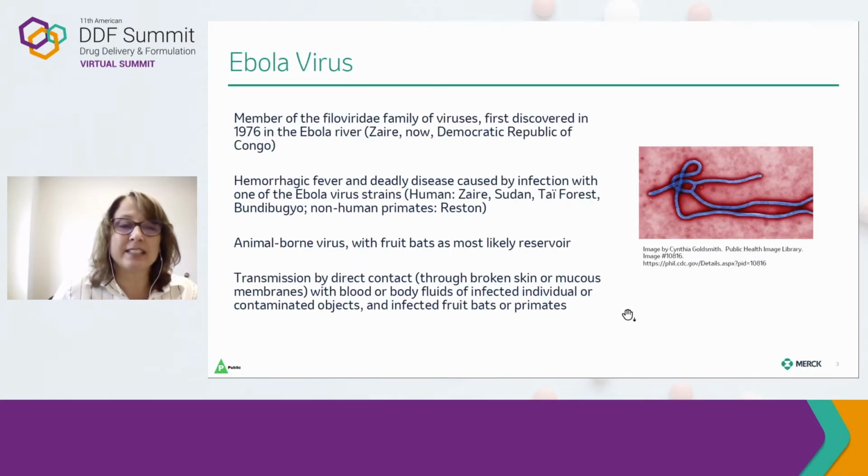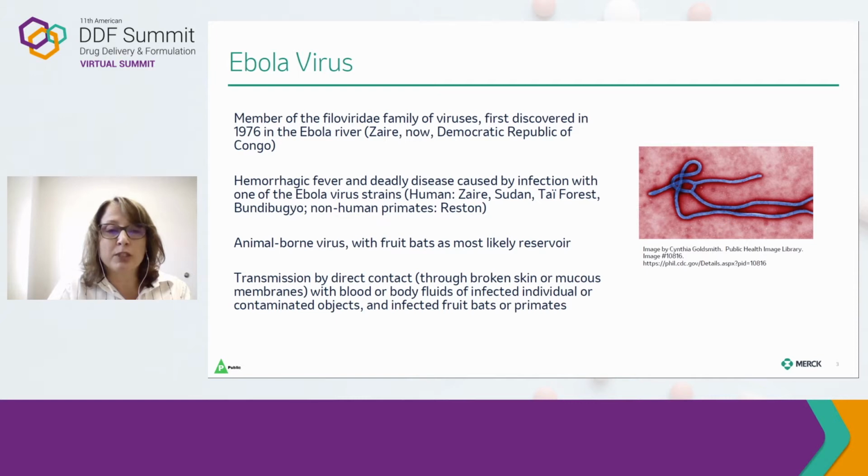The Ebola virus is a member of the Filoviridae family of viruses, and it was first discovered back in 1976 near the Ebola River, so that's why it's got its name. If you're not familiar with it, it causes hemorrhagic fever, and it's a deadly disease. There are various human strains: Zaire, Sudan, Tai Forest, and Bundibugyo. Non-human primates have the Reston strain. It's an animal-borne virus, and fruit bats are considered the most likely reservoir.